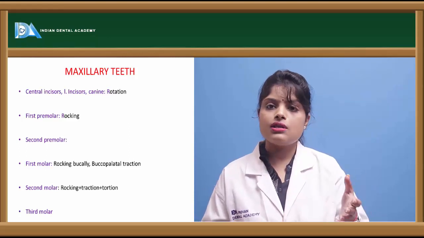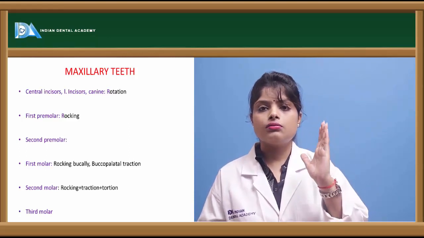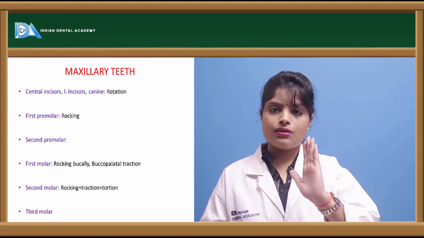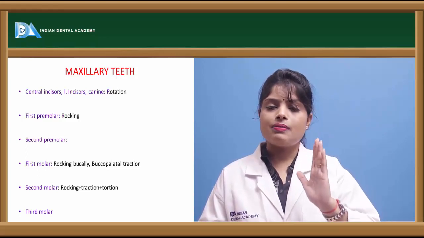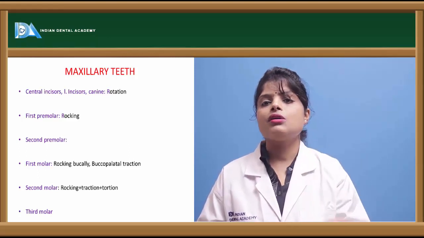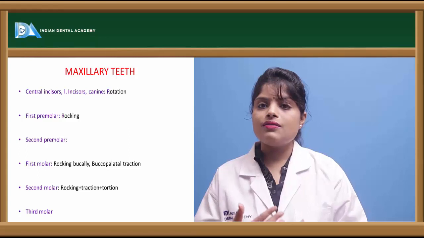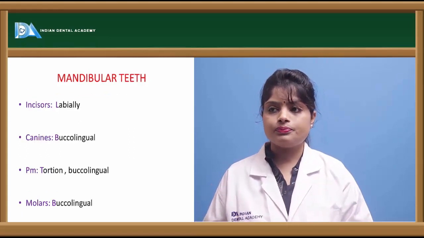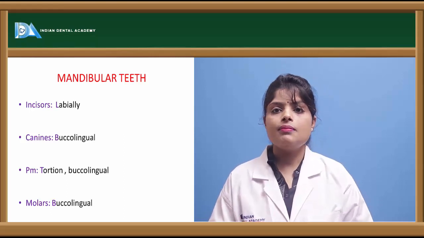Sometimes the crown of the tooth is buccally or distally placed and the roots are more anteriorly placed, so they need to be removed. If they are buccally placed, they can be removed easily, but if they are distally or more posteriorly placed, they need a tricky procedure. Then come the mandibular teeth.